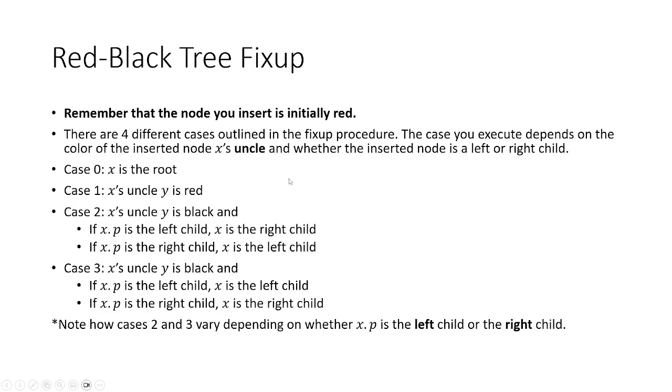So for case 0, you have X as the root if you insert into an empty tree. Case 1 is X's uncle Y is red. Case 2 is X's uncle Y is black, and X's parent is the left child and X is the right child, or X's parent is the right child and X is the left child. And then case 3, we have X's uncle Y is black and X's parent is the left child, as well as X being the left child, or X's parent is the right child and X is also a right child. The difference between case 2 and 3 is whether the parent and the child are both left children, or both right children, or opposite of each other, where one's left and the other's right.